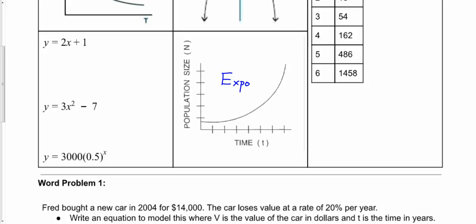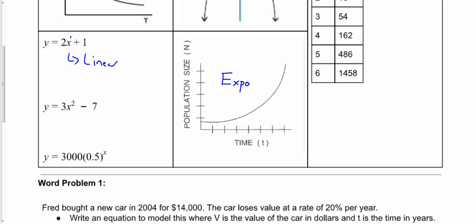Next, we also have three equations. And again, in order to figure out the type of relationship it's got to be, we look at the highest exponent in the equation. So in this case, the highest exponent in this equation is 1. And because the highest exponent is 1, that's going to tell me that this is a linear equation.